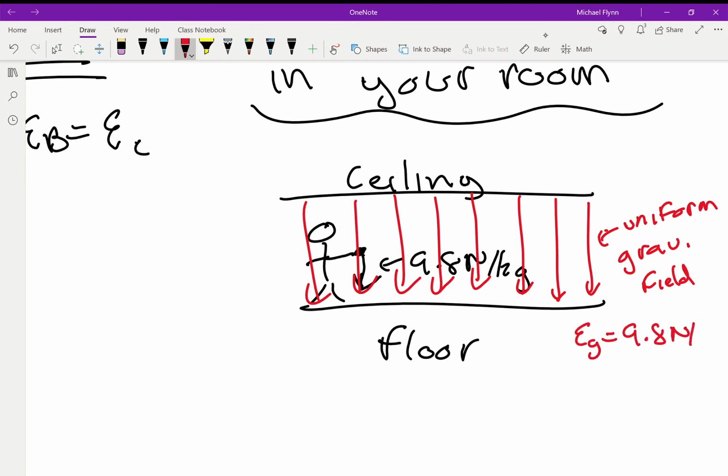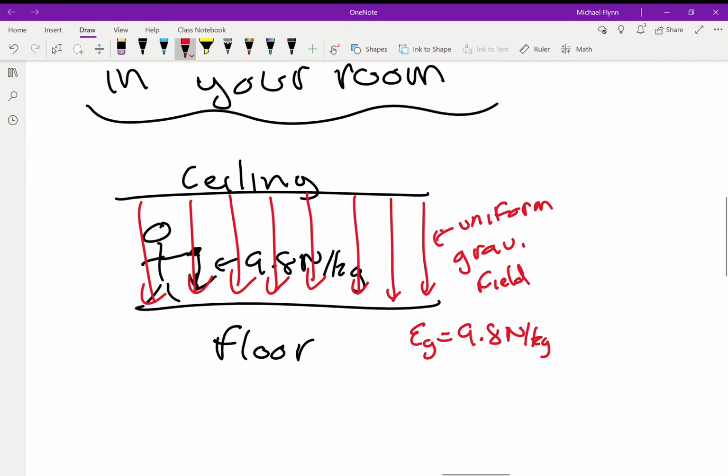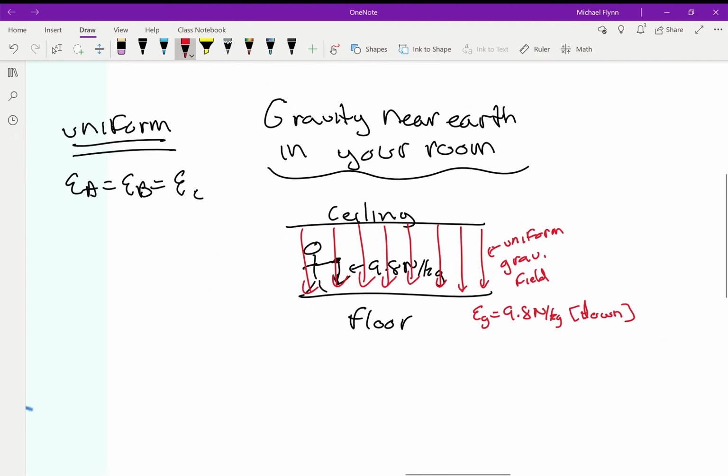9.8 newton per kilogram. And the direction is down. Now, it doesn't matter where you test it. You could test it near the light bulb at the top of the ceiling. You could test it near the floor. You could test it in the middle. Doesn't matter where. You're going to get the same number every time, okay?